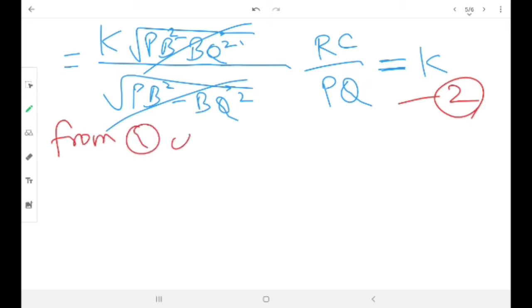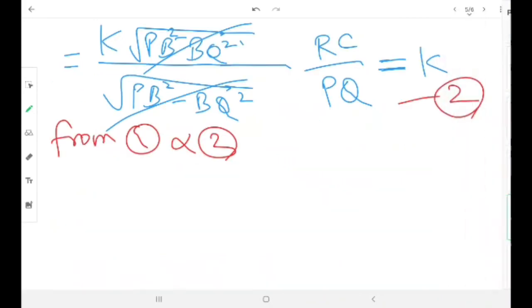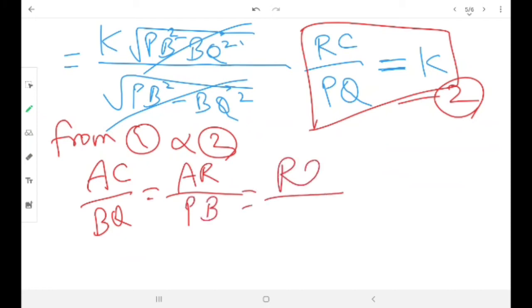From the first equation and the second equation, in the first equation this is equal to K, and the second equation is also equal to K. So we are equating both the first and the second equations. That is, AC by BQ is equal to AR by BP, which is equal to RC by PQ.